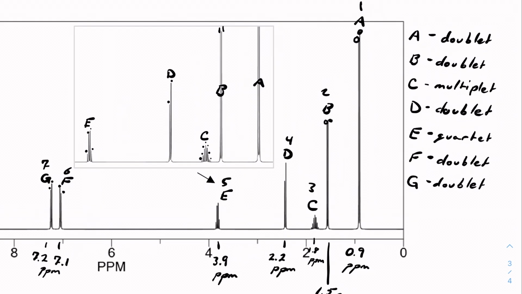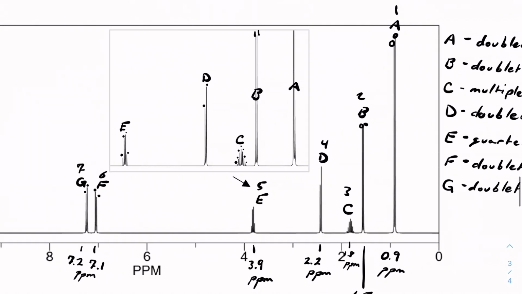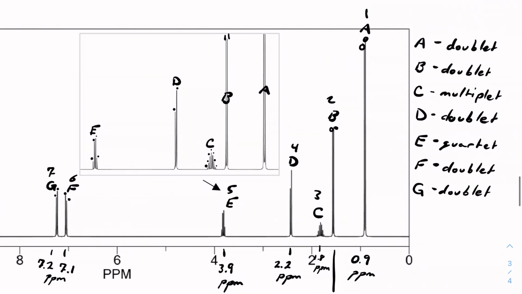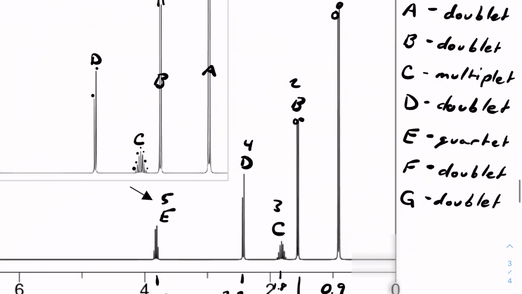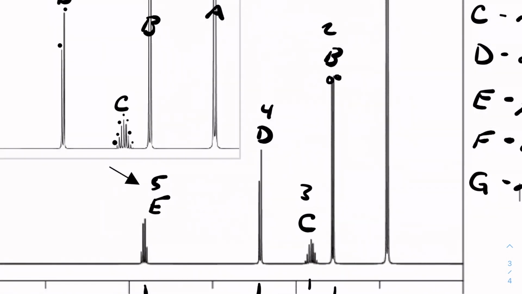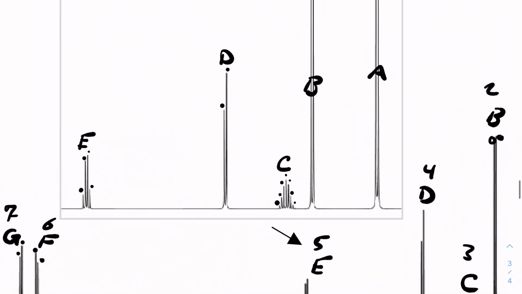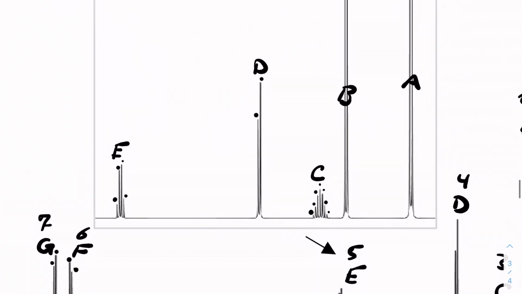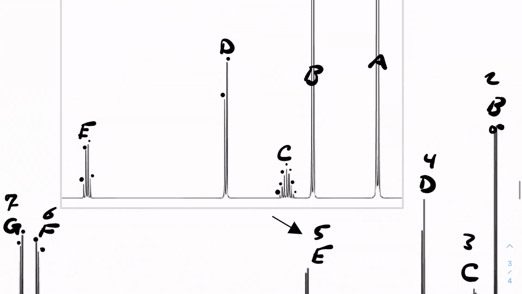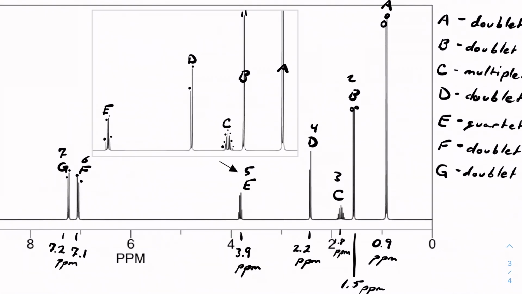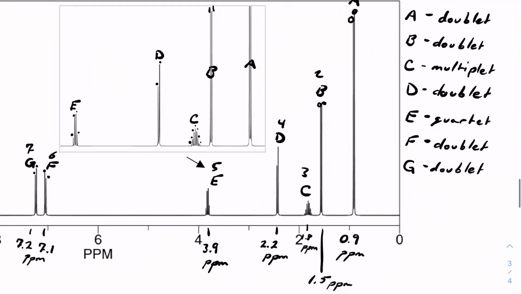Alright, so what we know from what we can see on this proton NMR chart is that A is a doublet, B is a doublet, C is a multiplet, D is another doublet, E looks like it was, what did we just say that was? Quartet. And then F and G were both doublets.